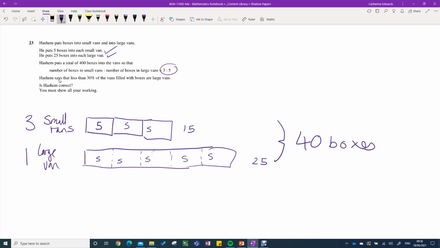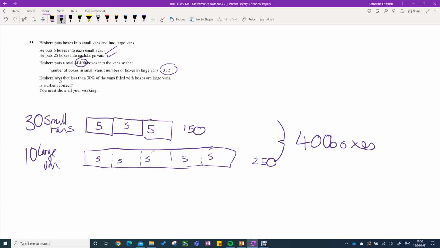Okay. Oh, but it says I've got 400 boxes. That's easy. Look, 40 times 10 is 400. So I'm going to times this by 10 and times this by 10. No, maybe not times that by 10. So now I've got 150 boxes in small vans and 250 boxes in large vans, which is 400 boxes altogether. I've got 30 small vans and 10 large vans.